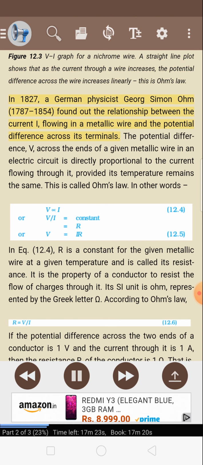In 1827, a German physicist, Georg Simon Ohm, 1787-1854, found out the relationship between the current I flowing in a metallic wire and the potential difference across its terminals. The potential difference V across the ends of a given metallic wire in an electric circuit is directly proportional to the current flowing through it, provided its temperature remains the same. This is called Ohm's law.